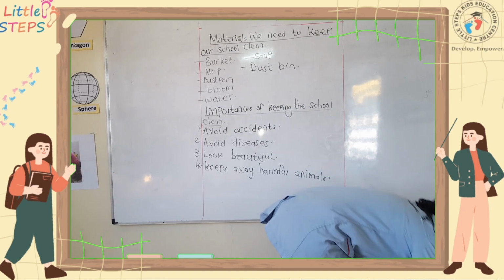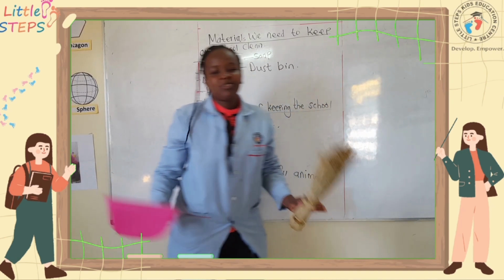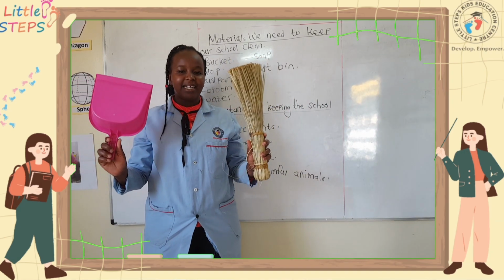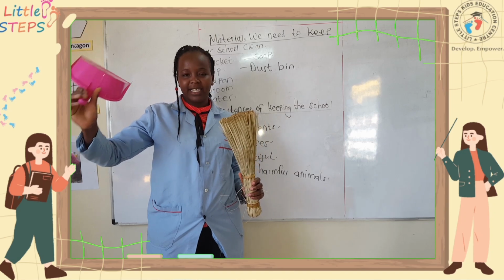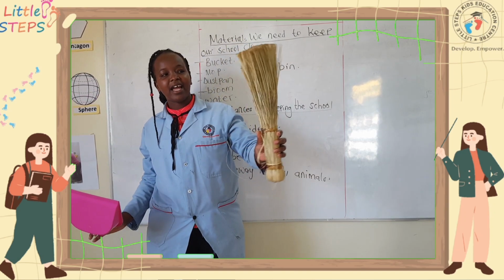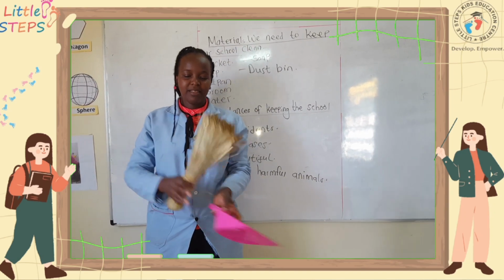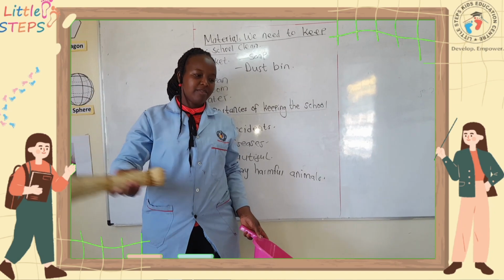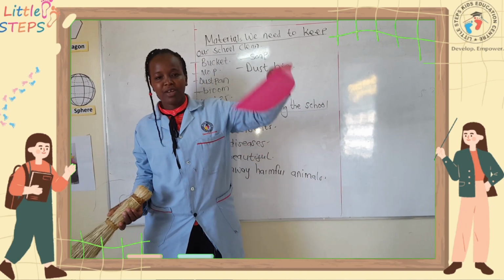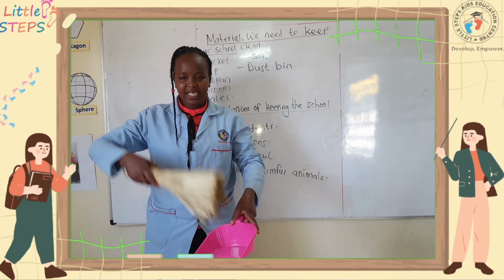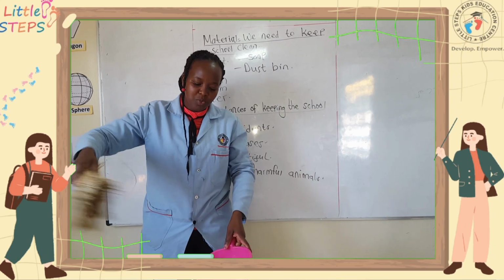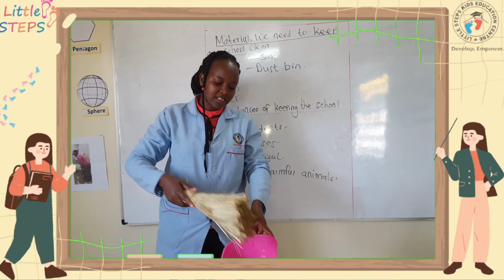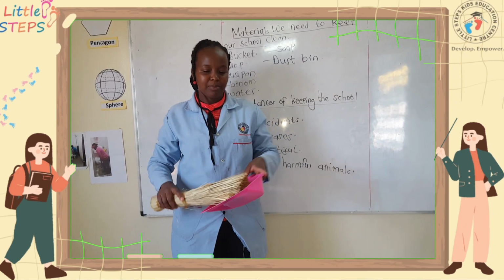We also have something else. I have two things with me that work hand in hand. On this hand, I have a dustpan. On the other hand, I have a broom, whereby you use the broom to sweep the floor as well as the compound. And we have the dustpan for collecting the dirt. And this is how you do it. You sweep, then you make sure all the trash that you're sweeping goes to the dustpan.